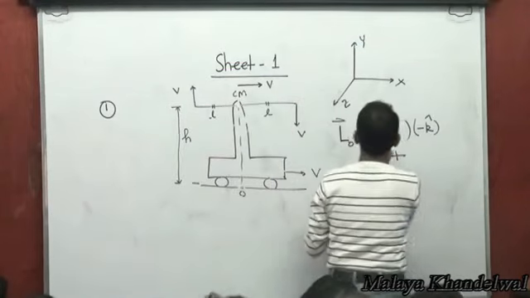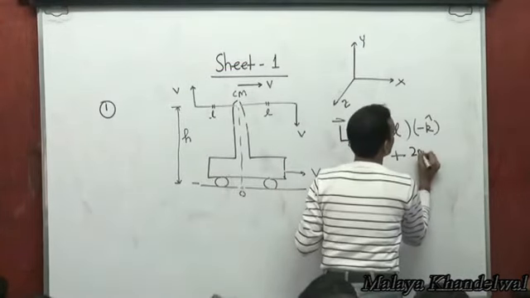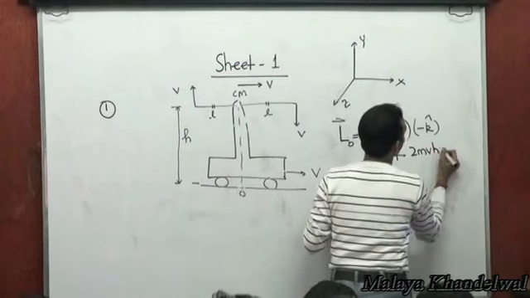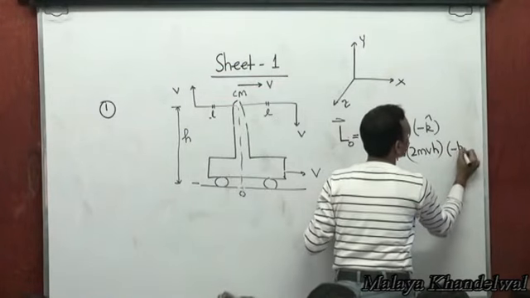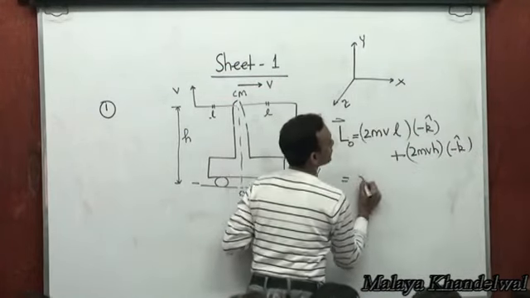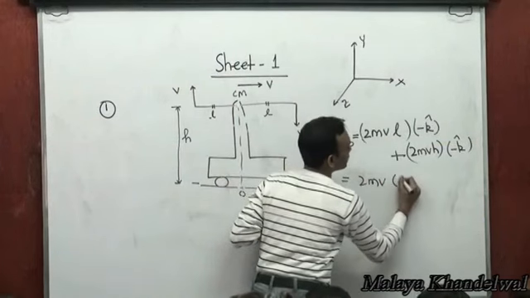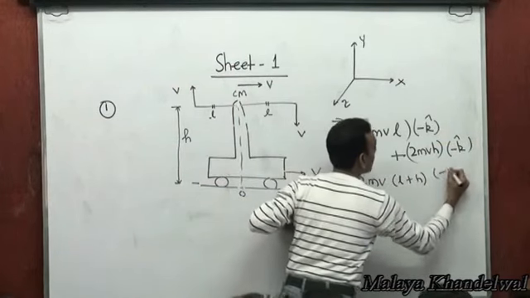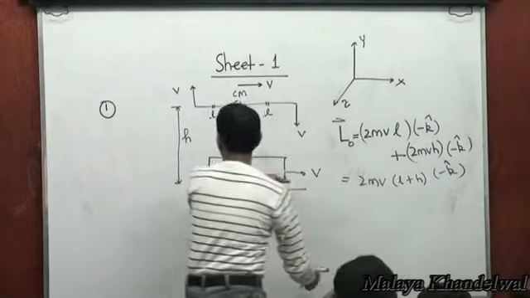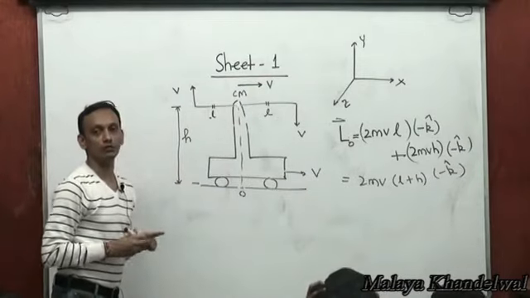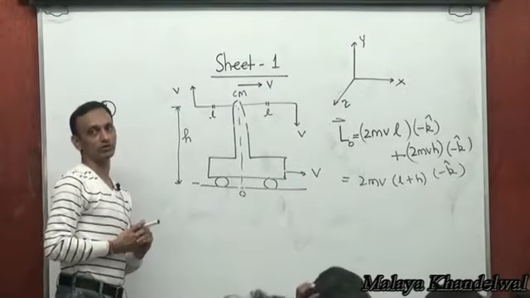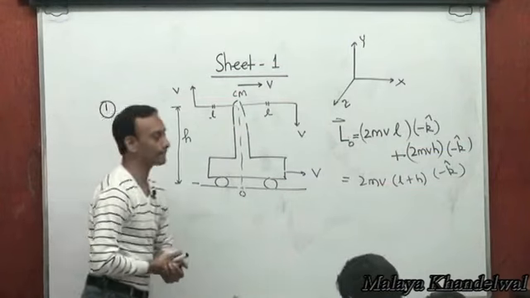So plus 2mvh, and that is in the minus k direction. So this is like 2mv into (L plus h) in the minus k direction. That's the angular momentum about any point on the ground. Clear?